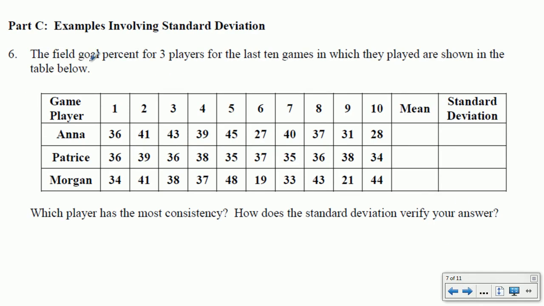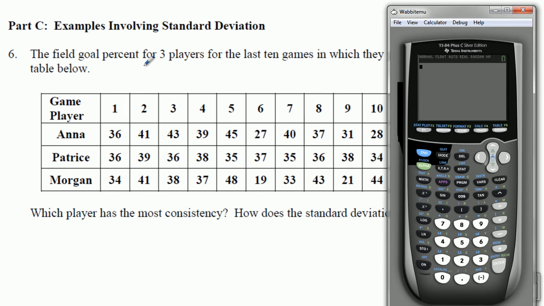In question number 6, the field goal percent for 3 players for the last 10 games in which they played are shown in the table below. Calculator's ready. We enter the data. I've already done that for Anna, Patrice, and Morgan. So now we just calculate the statistics. So for Anna, we're going to select L1.